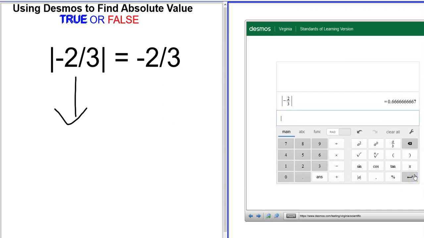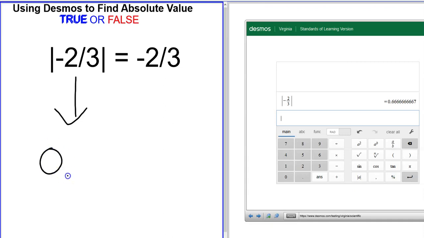All right, and you might say at this point, well, it doesn't really tell us if it's equivalent. So what I'm going to do is write that. It says that the absolute value of negative 2/3 is equal to 0 6/10 repeating. So I'm just going to record that. Now I'm going to change this fraction to a decimal and see if I get the same thing.